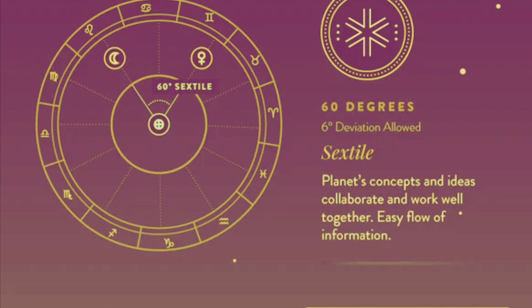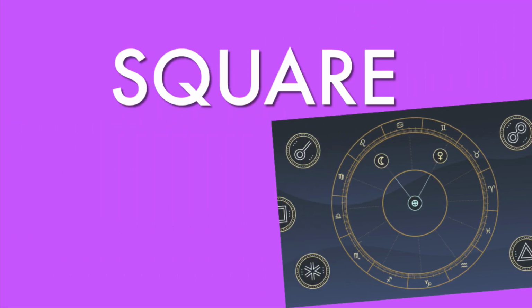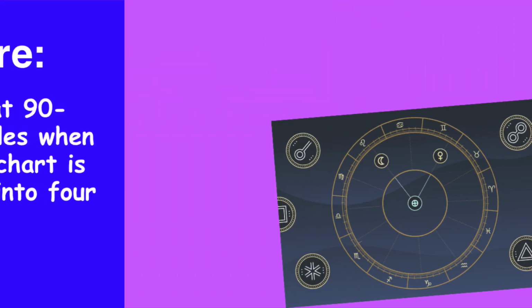Of the 5 planetary aspects we're talking about today, the sextile planetary aspect is the weakest, but it does improve the planets which are associated with it to some extent. Our third aspect is the square.